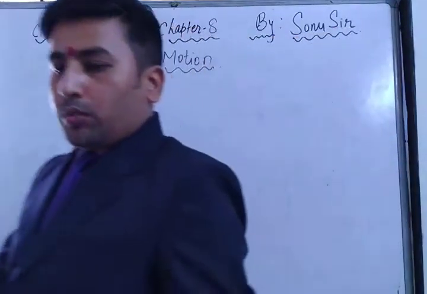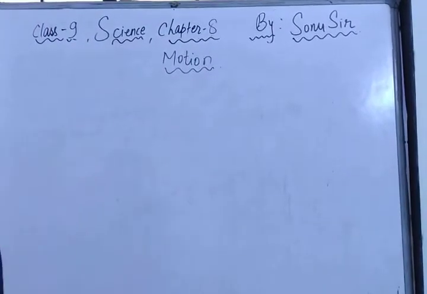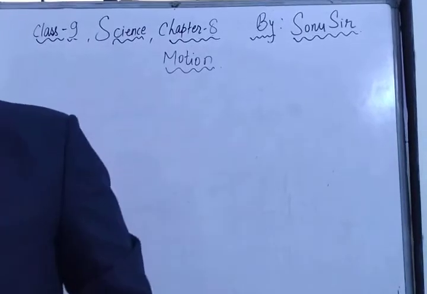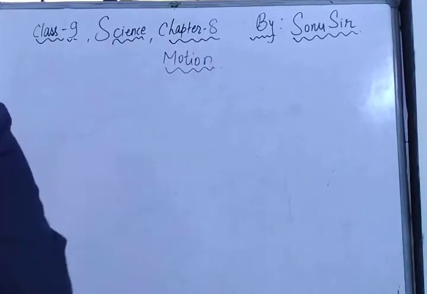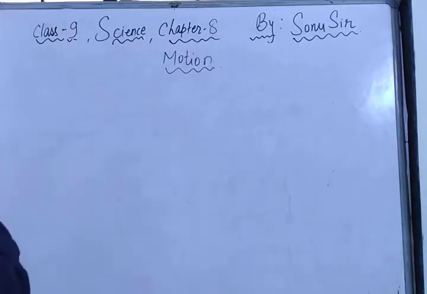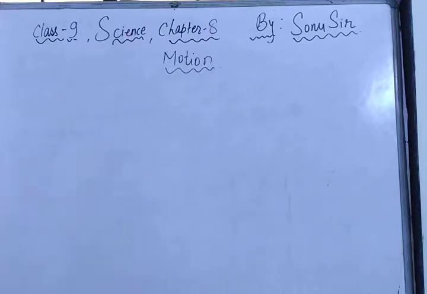The third question of that numerical was about the average velocity, right? So let's go to that numerical. An object travels 16 meter in 4 seconds and another 16 meter in 2 seconds. What is the average speed of that object? I hope all of you know very well, average speed is equal to total distance traveled upon total time taken.